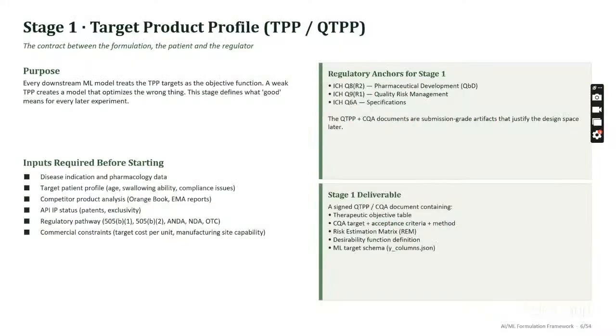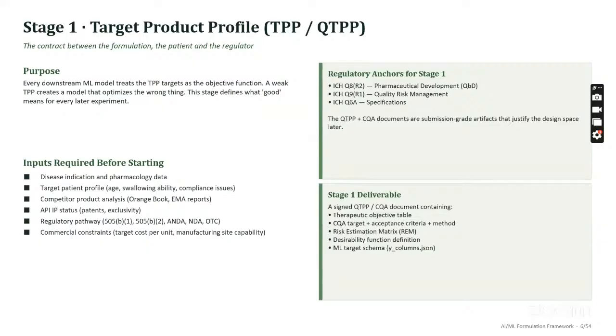Here, stage one is the contract between the formulation, the patient, and the regulator. Every model treats these targets as its objective, so a weak profile makes the model optimize the wrong thing. The deliverable is a signed submission-grade document. The regulatory anchors for stage one are ICH quality guidelines Q8, Q9, and Q6. So the purpose, the inputs.